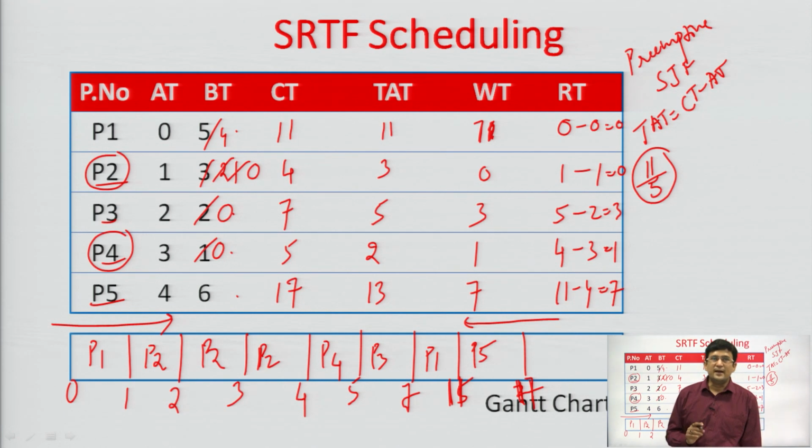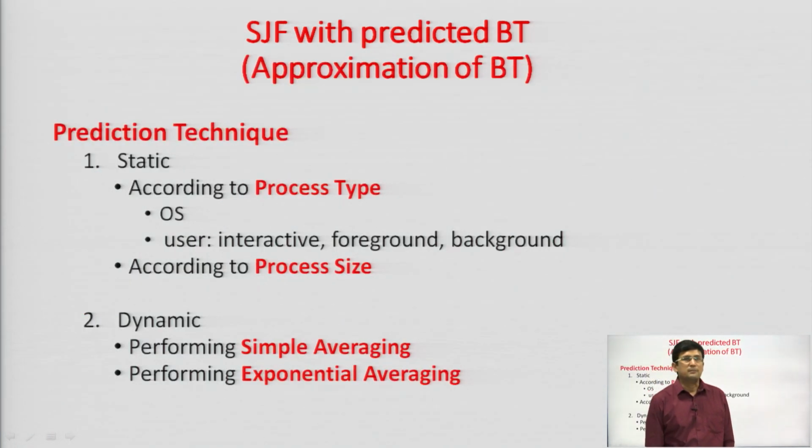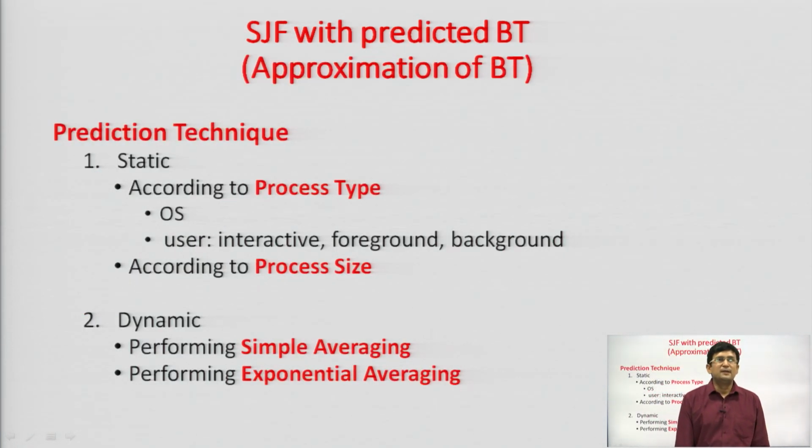Now, we have seen that whenever we are doing the SJF or the SRTF scheduling, we need the burst time to be known in advance. This is not the requirement for any other process. This is the only requirement for the SJF and the SRTF algorithm. So, we need to predict the burst time. Prediction of the burst time can be done in two ways. One of the ways is to do it statically and the other way is to do it dynamically.